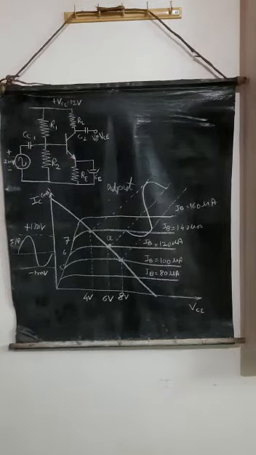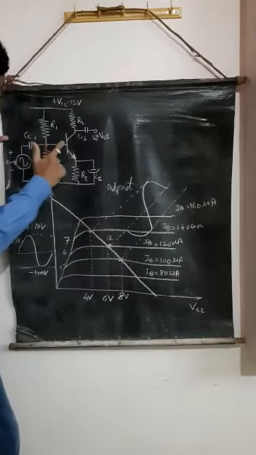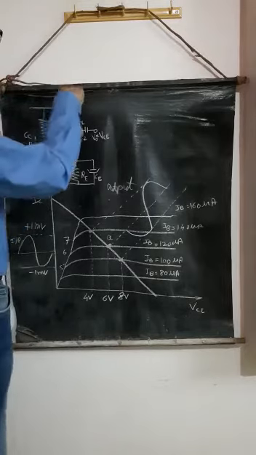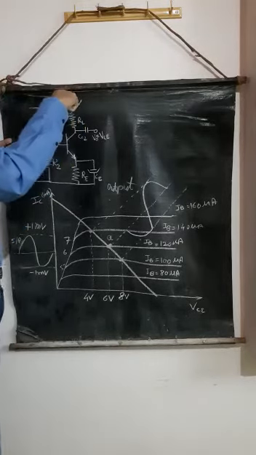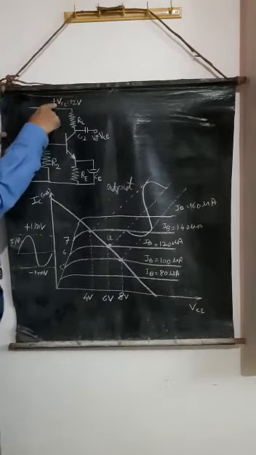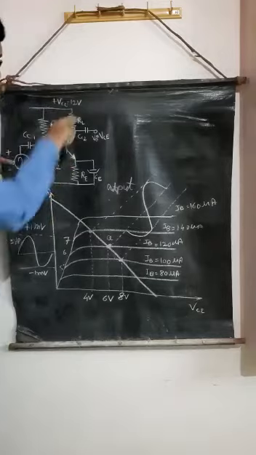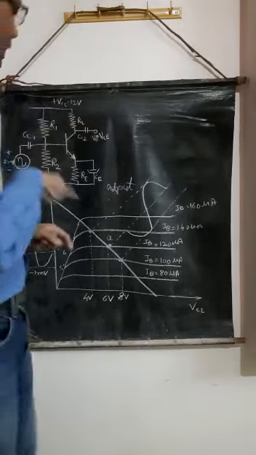Now second, the transistor amplifies the signal by drawing current from the DC supply, the VCC supply. From this plus VCC voltage supply it gains energy and amplifies, and the output is obtained.